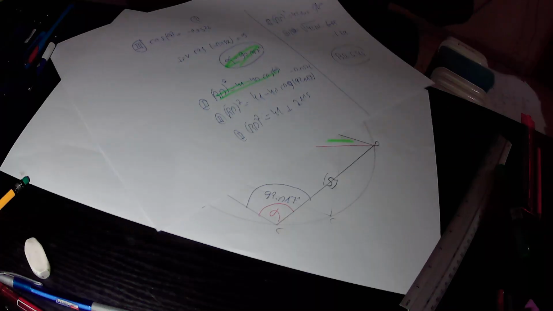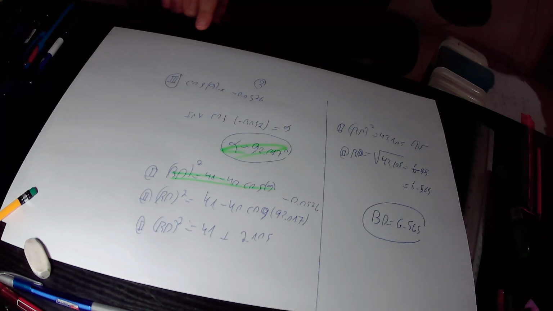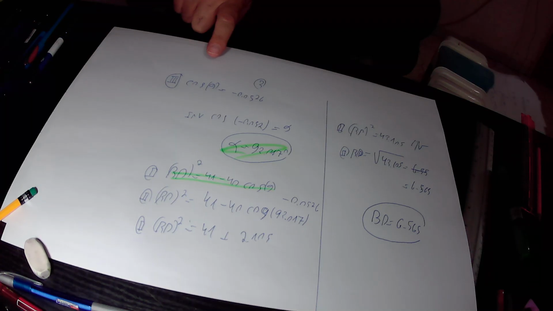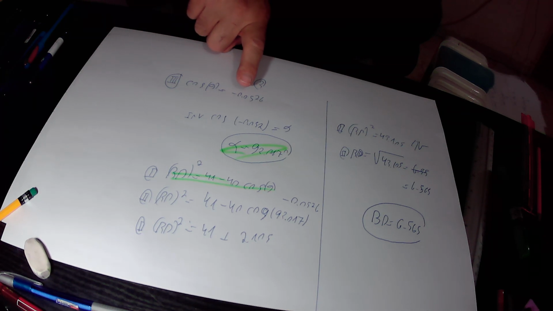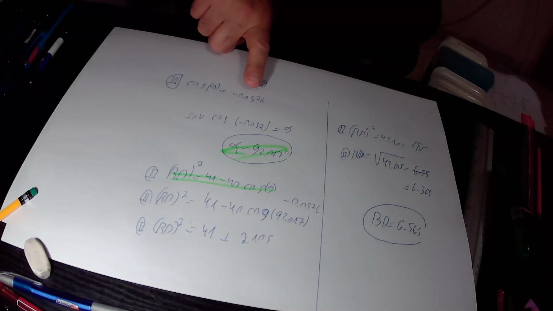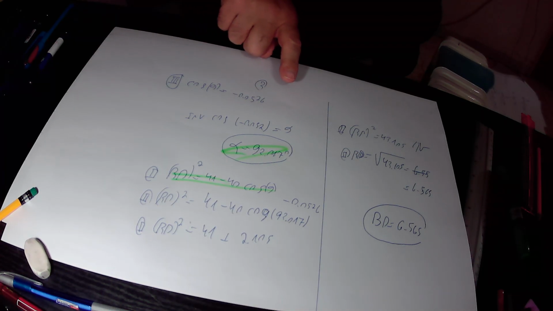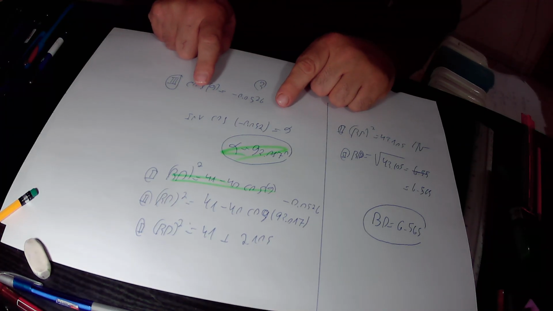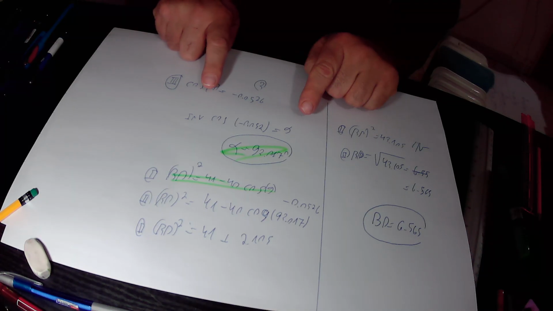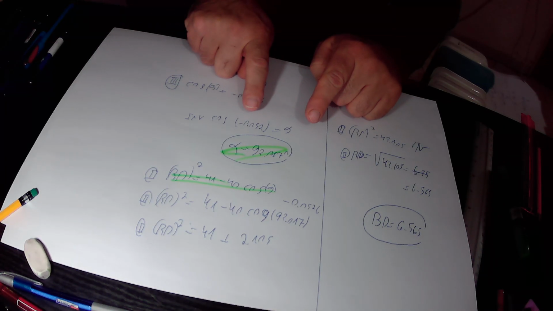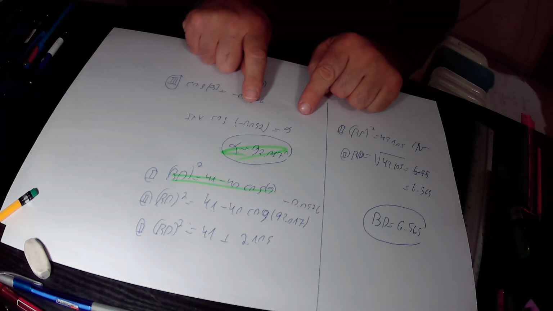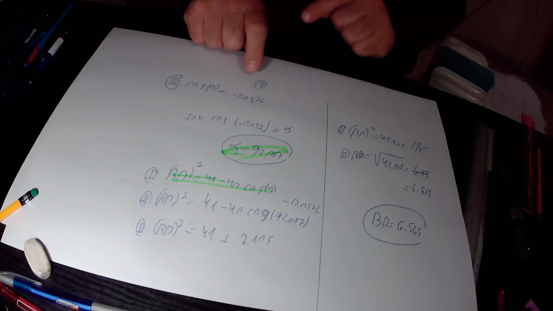In order to find the value of alpha itself, we apply the inverse function of cosine to the result. The inverse cosine of minus 0.0526 is equal to alpha. And the value of the inverse cosine of minus 0.0526 is 93.017. So the size of angle alpha is 93.017 degrees.